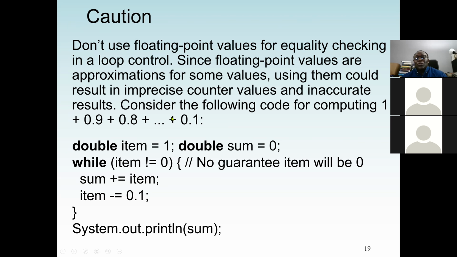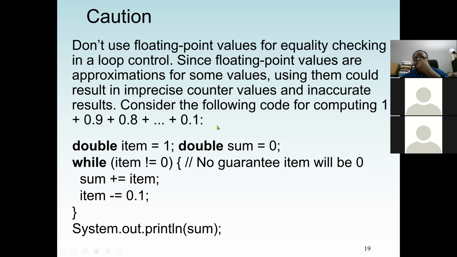For example, I may have 9.1, 9.11, 9.112. So the number of executions is not guaranteed. And sometimes also, for example, here they say there's no guarantee the item will be 0, because I may get 0.9, 0.8, 0.1. The next cannot be 0.0, unless we really, but again, it's very tricky. But you can have 0.001, 0.0000. So it depends on the number of precision.